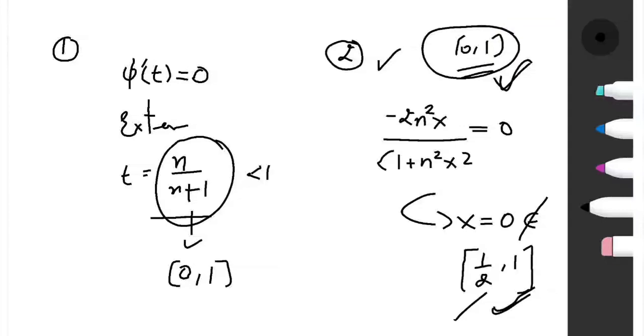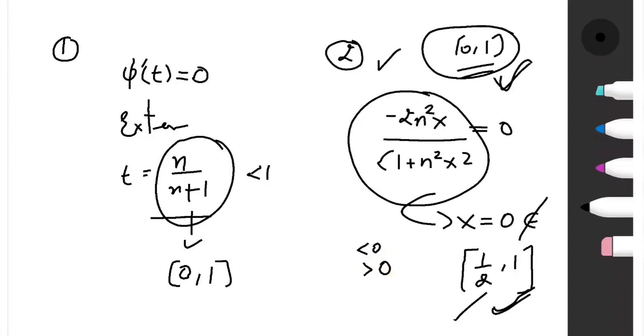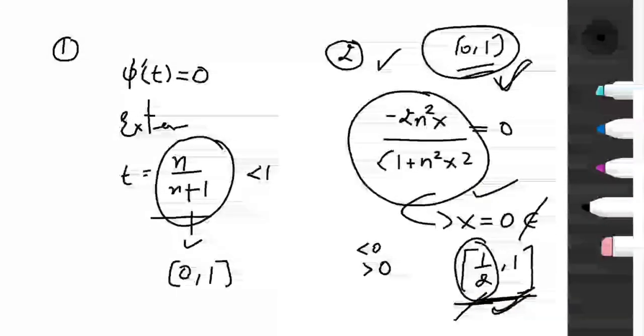So we took a different approach. We found whether this function is increasing or decreasing. If it is less than 0, it's decreasing. If it is greater than 0, it's increasing. So in this interval, half will give us the supremum value of the function, because in this interval the function is decreasing. That's why we took half.